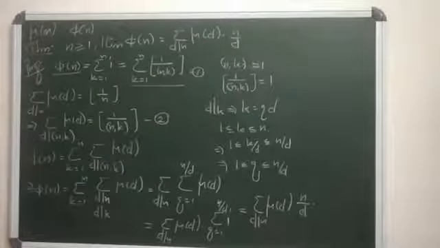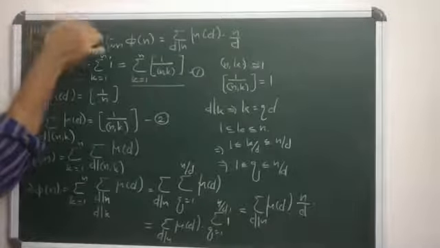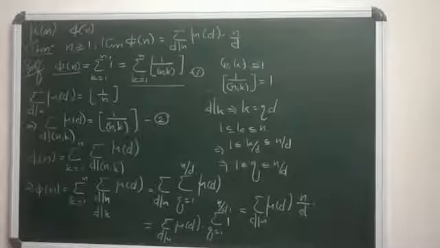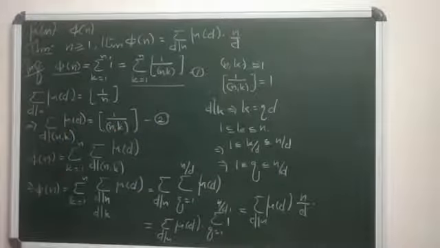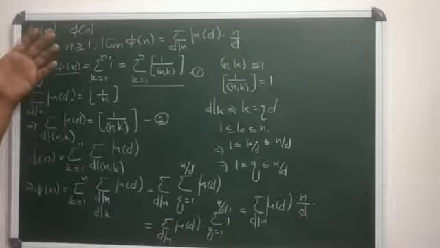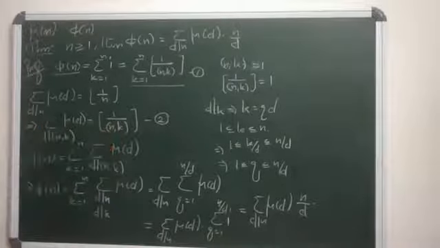Okay, so this is the relation between the Mobius and the Euler-Totient function. Clear? If mu of n is the Mobius function and phi of n is the Euler-Totient function, then for every n greater than or equal to 1, we have phi of n equals sigma over d divides n of mu of d into n by d. So this is the proof of that relation. This relation is important. How do we relate the Mobius and Euler-Totient functions? They are related by using these arguments.